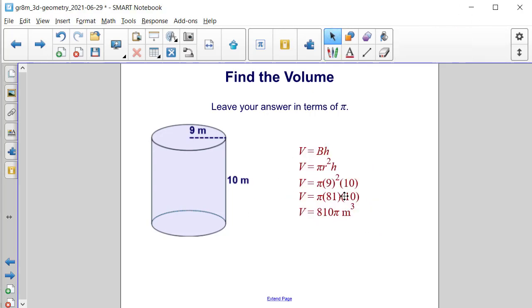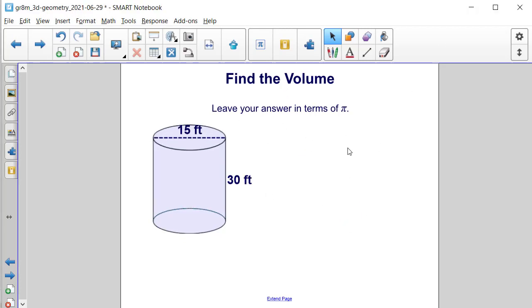Here's the solution to this example problem, and it does match the work that we did in order to calculate the volume. We squared the radius of 9 to get 81, and then multiplied it by 10 to get 810, and we left pi in our final answer. So the volume is 810 pi cubic meters.